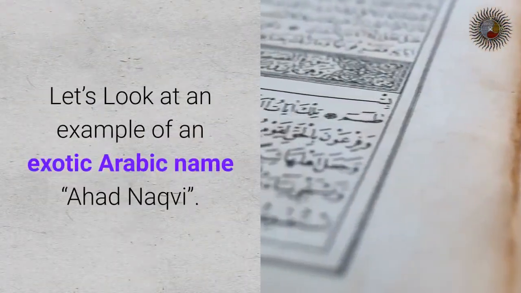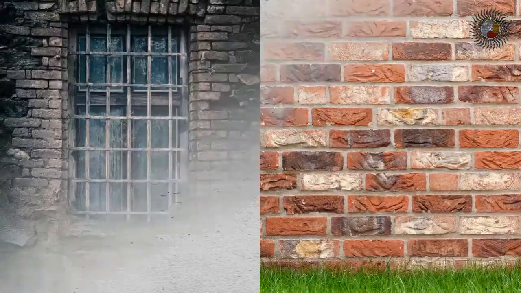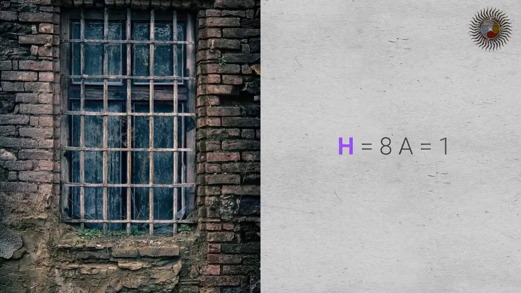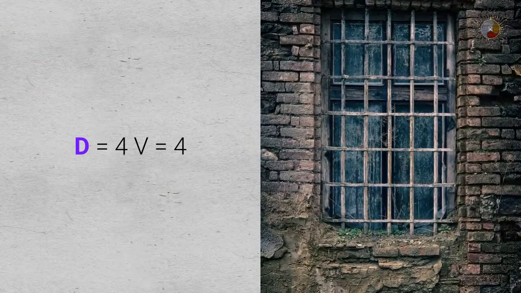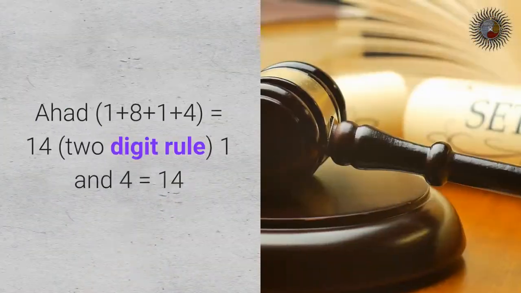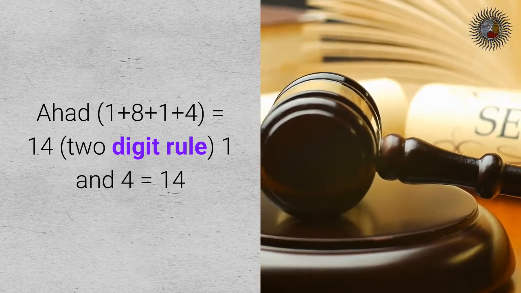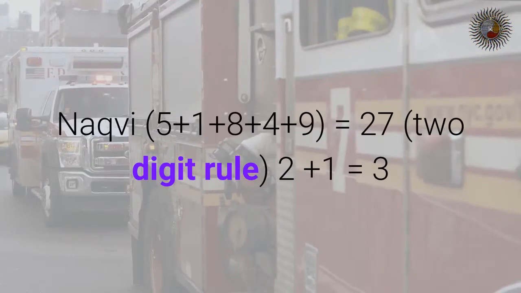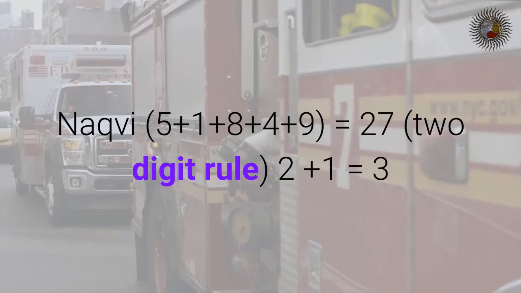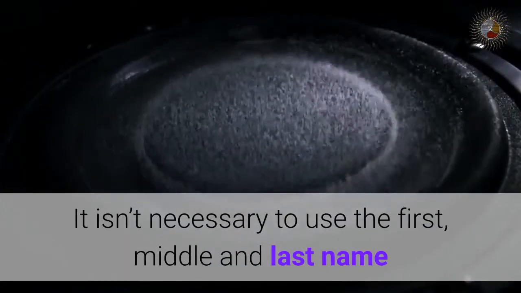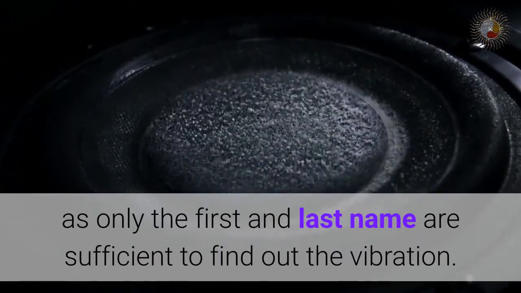Let's look at an example of an exotic Arabic name, Ahad Naqvi. A equals 1, N equals 5. H equals 8, A equals 1. A equals 1, Q equals 8. D equals 4, V equals 4. I equals 9. Ahad: 1 plus 8 plus 1 plus 4 equals 14, 2-digit rule, 1 plus 4 equals 5. Naqvi: 5 plus 1 plus 8 plus 4 plus 9 equals 27, 2-digit rule, 2 plus 7 equals 9. It isn't necessary to use the first, middle and last name, as only the first and last name are sufficient to find out the vibration.